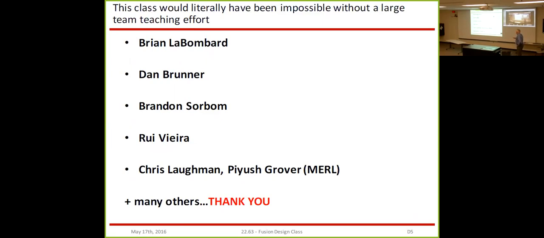And a special note to Chris Lochman and Pierce Grover from Mitsubishi Electric Research Laboratory. They embedded themselves in this class and were immensely helpful with many things, particularly the console modeling with heat exhaust and sensors. So thank you very much for that. And others did this. Thank you for all your help.